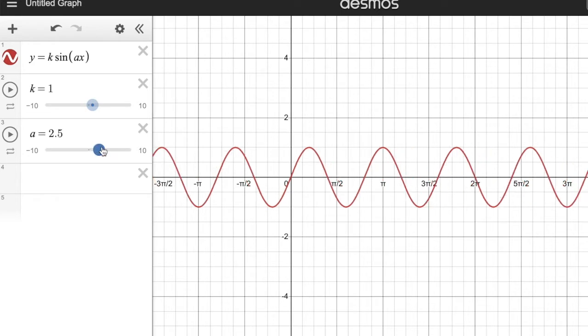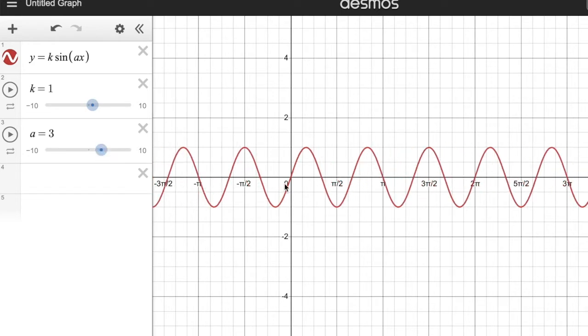If I change it to 3, we can now fit 3 periods up to 2 pi. So the period, just one of them, is 2 pi divided by 3. If we divide 2 pi up into 3 pieces, we have 3 periods. So the period is 2 pi over this number.